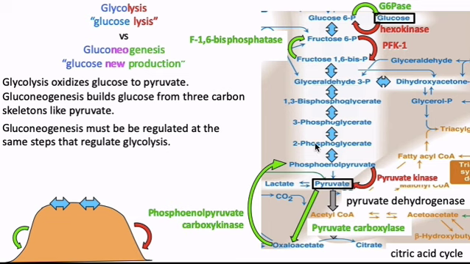As the concentration of phosphoenol pyruvate builds up, and assuming the glycolytic enzymes in red are inhibited, pyruvate kinase, phosphofructokinase, and hexokinase, what then will happen to the concentration of 2-phosphoglycerate, 3-phosphoglycerate, 1,3-bisphosphoglycerate, glyceraldehyde 3-phosphate, and fructose 1,6-bisphosphate? Please pause and answer. This is a critical question.